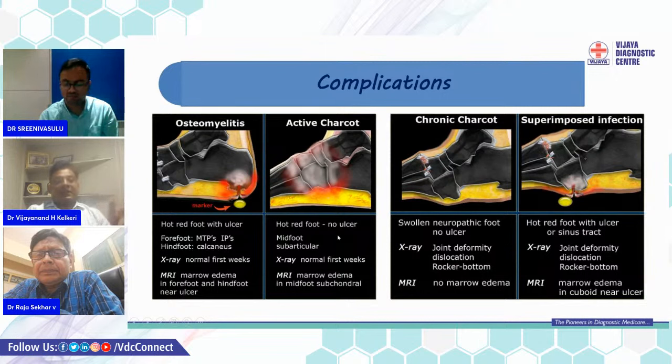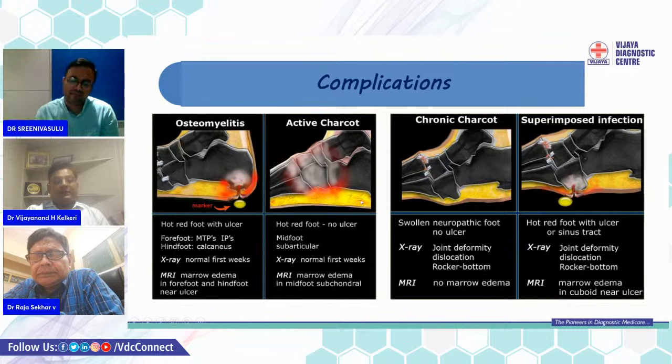Charcot's disease. This is again actually a very hidden thing, because clinically, by the look of it, it looks like a hot red foot, but there is no ulcer. Okay, it can occur in the midfoot. Most of the times it occurs in the midfoot, and it occurs in the subarticular region where you are seeing these white areas.